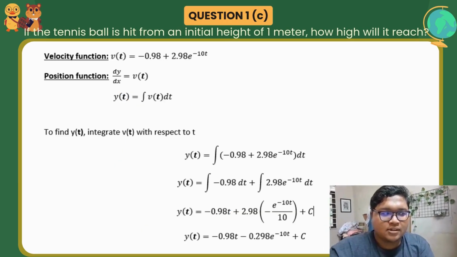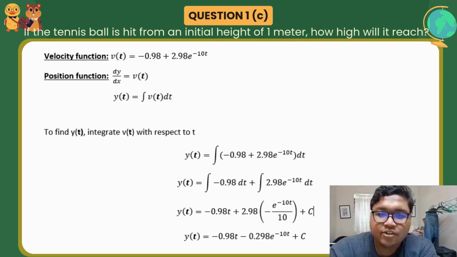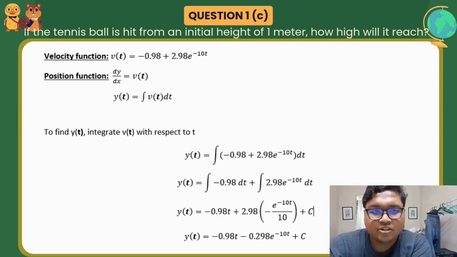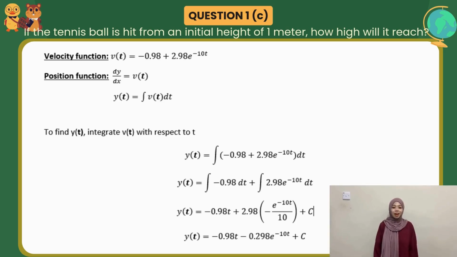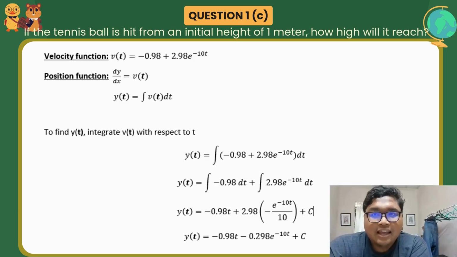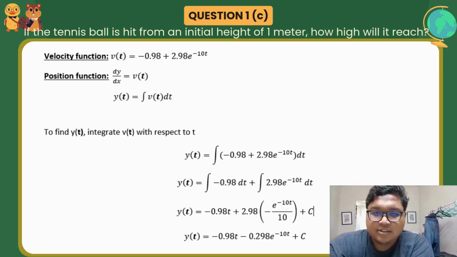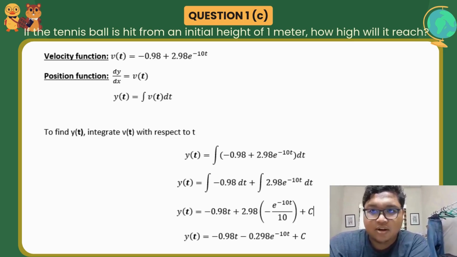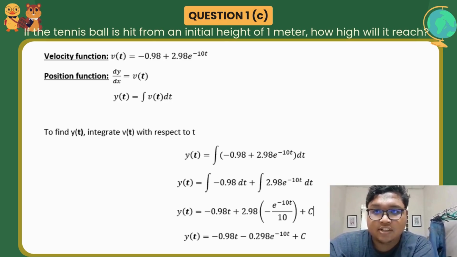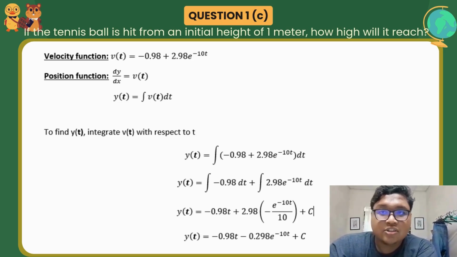Question 1c. If the tennis ball is hit from an initial height of 1 meter, how high will it reach? Well, if the ball is hit from a height of 1 meter, we need to include that height in our calculation. How do we know the height it will reach? Do we find its maximum height? Exactly! To find the maximum height, we first need to find the position function of the ball. To find this, we refer back to the velocity function that Amirul obtained in 1a. Finding the position requires us to integrate our velocity function. So yes, it is an integral.